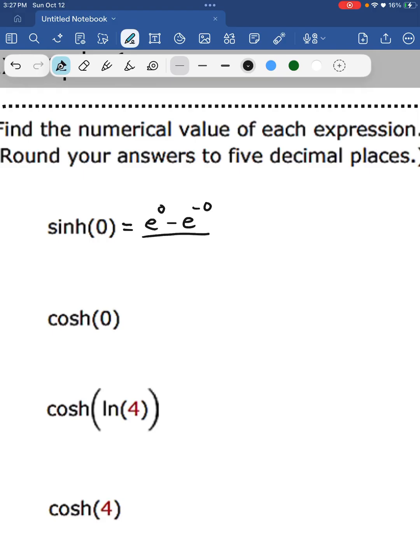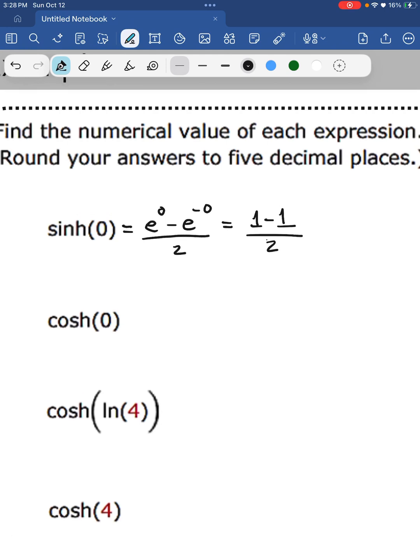So we can do the same for cosh. So we end up with e to the 0 minus, oh no, this one is plus e to the negative 0.